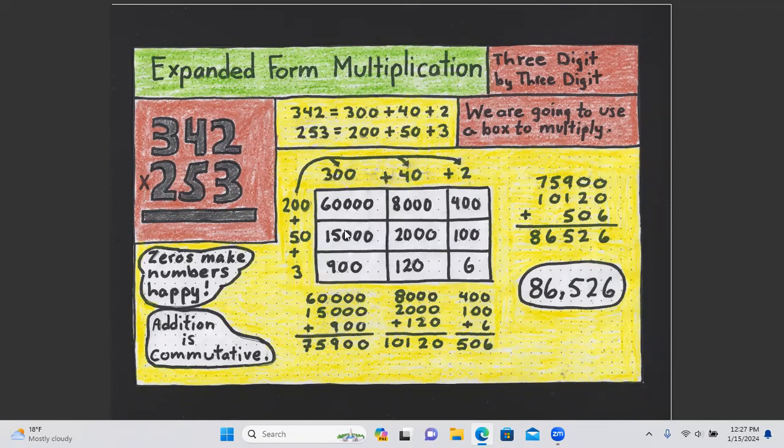Right now, we have quite a few numbers to add together, and a good technique to add a lot of numbers together is to chunk them first. We're going to chunk 60,000, 15,000, and 900 together to add them up right here. When we do that, we simply get 75,900. Let's chunk these numbers in the middle, 8,000, 2,000, and 120. That will give us 10,120. And finally, let's chunk the remaining 3 numbers right here, 400 plus 100 plus 6. When we do that down here, we get our answer of 506.